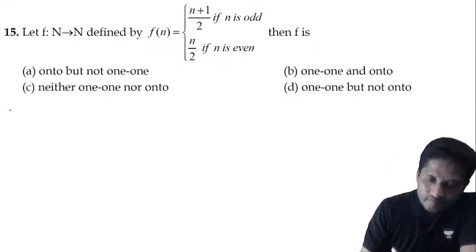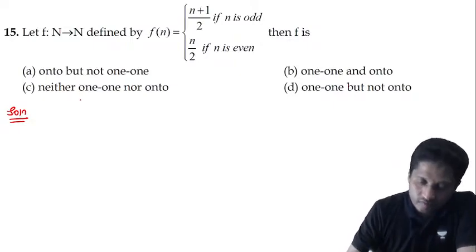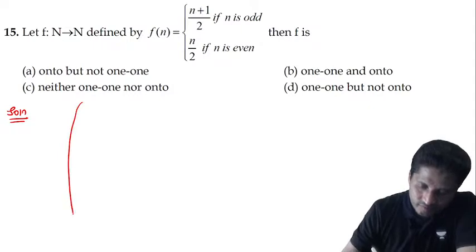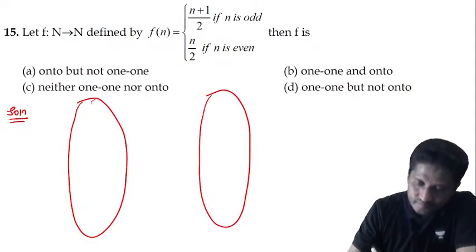F is a function from N to N, and f of n is given. You have to check which of the following is true. Right? So f will be the function, this will be the domain, and this will be the codomain. F is a function from N to N.